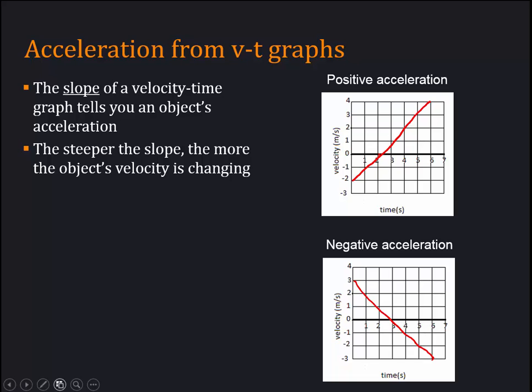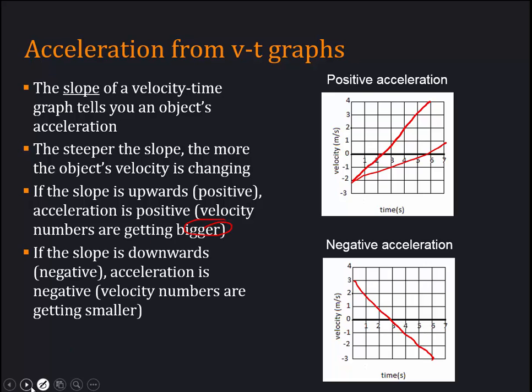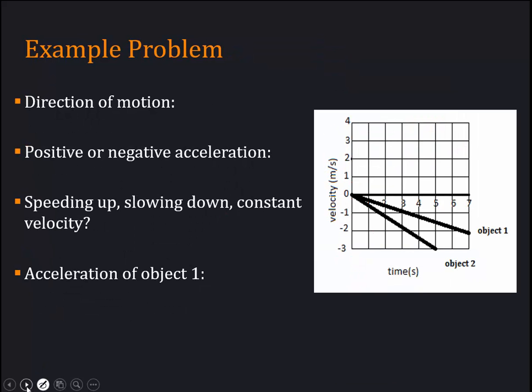The steeper the slope, the more the object's velocity is changing. If I were to have something that looked like this, it is also changing velocity, but it's not changing its velocity nearly as quickly. If the slope is positive, the acceleration is positive, and the numbers are getting more positive. Not necessarily bigger, just more positive. If the slope is negative, then the velocity is becoming more negative.